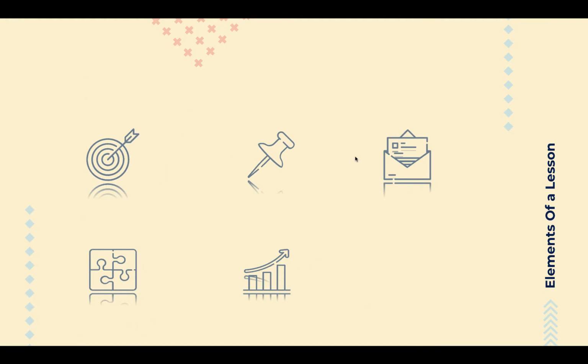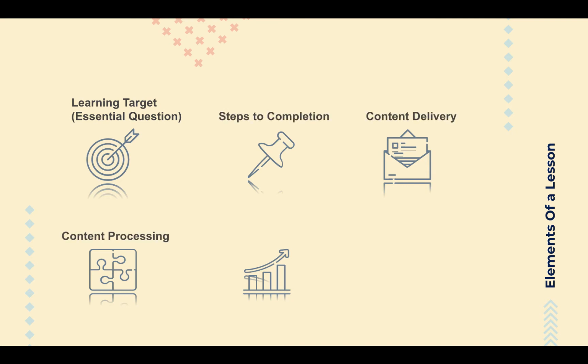In the last video, we started talking about the elements of a powerful Google Classroom lesson, and we said that we had to have a learning target, steps to completion, content delivery, content processing, and evidence of learning. We already went over learning target. That's the simplest of all of them.